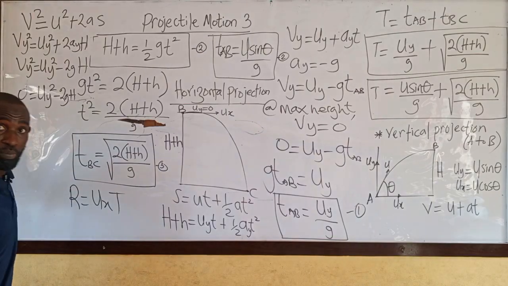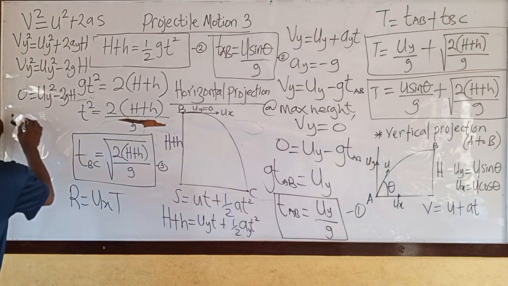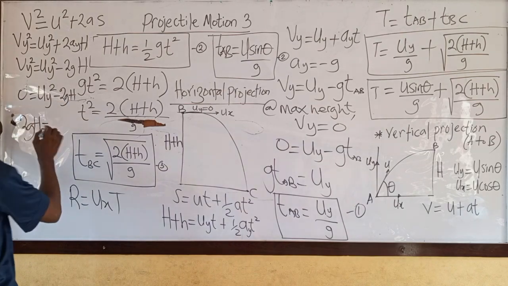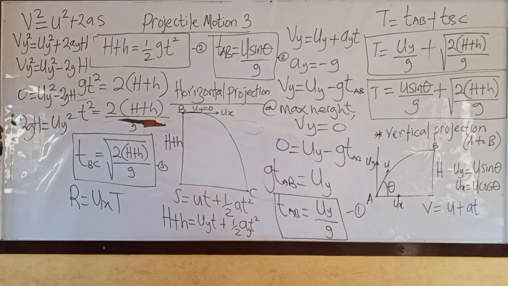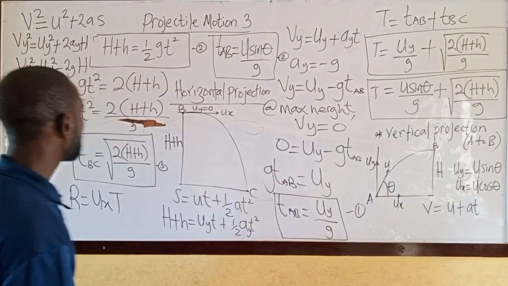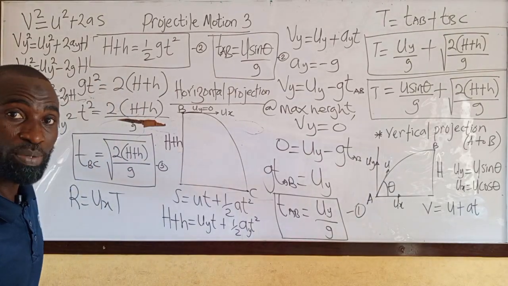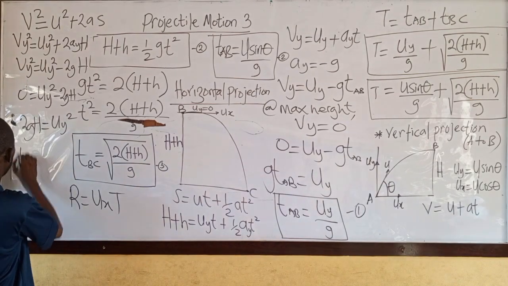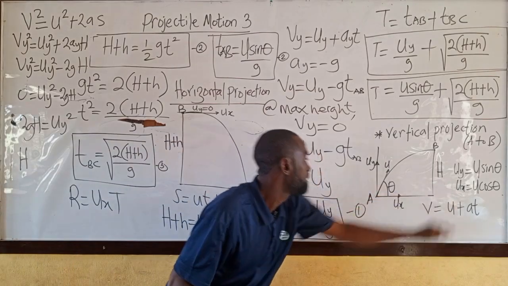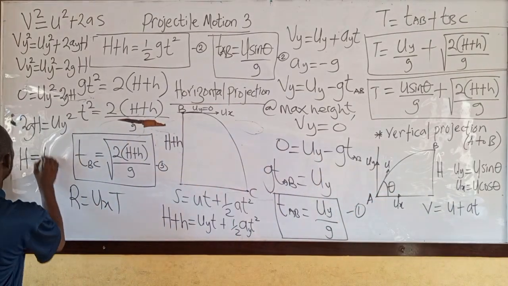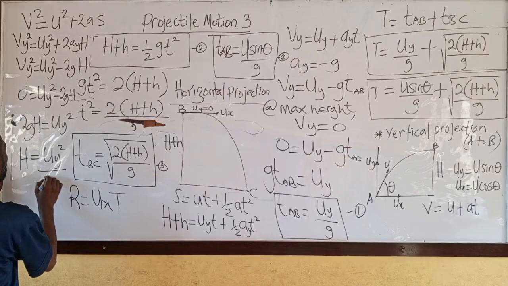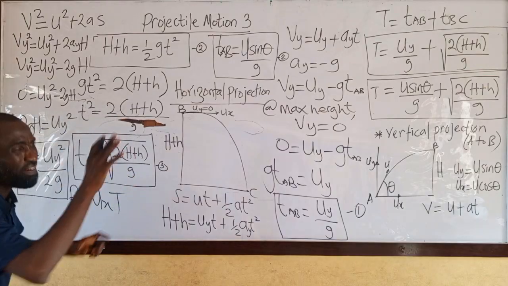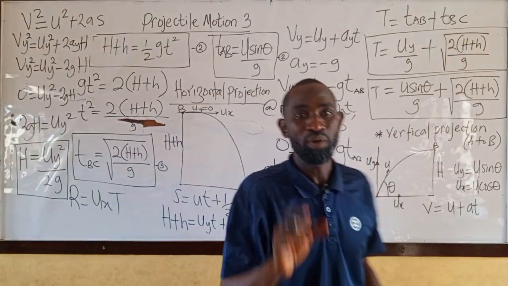This one will come here, so we have 2gH equals, this one is coming here, becomes positive, U of y squared. What's the next thing? We divide this by 2g. This is our H, which is the maximum height. This H here equals U of y squared all over 2g. This formula too is very important. Make sure you pause the video and write all the formulas down.